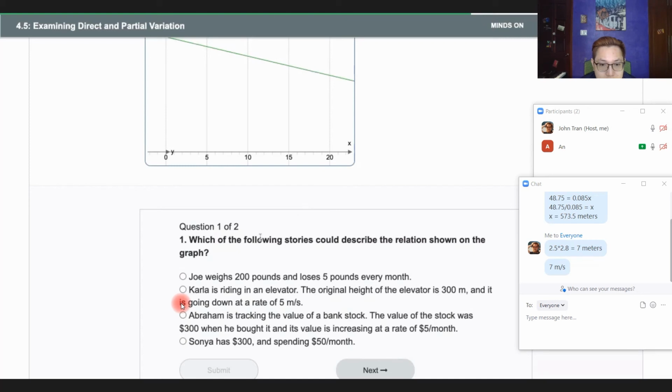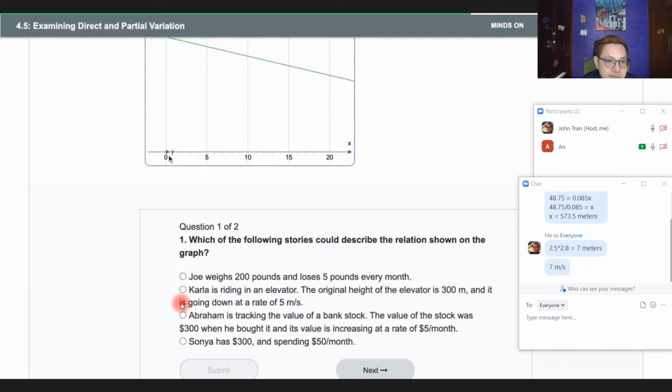I think it's riding an elevator, 5 meters per second. You think so? No, there's nothing else on the graph to indicate what it is, isn't it? It just 10. Okay, 5, well, meters per second. So where do you start? Is there anything else on the graph?